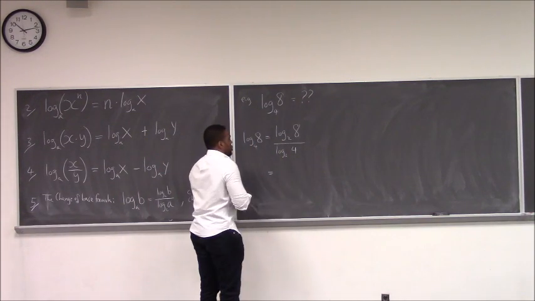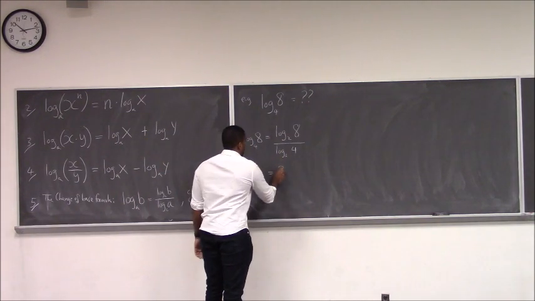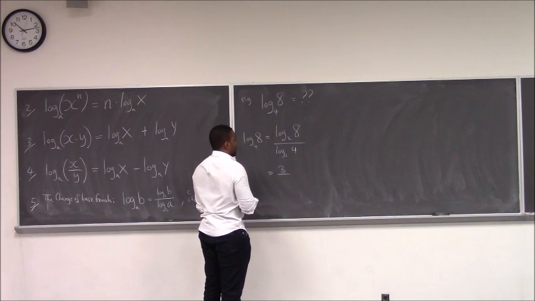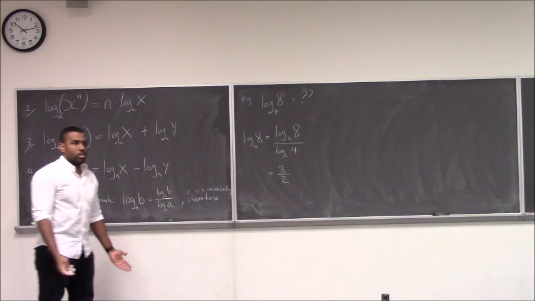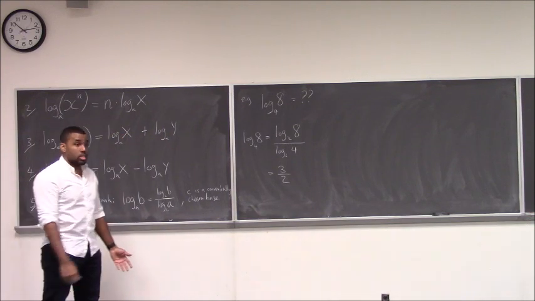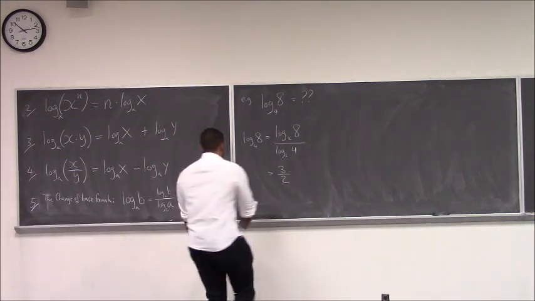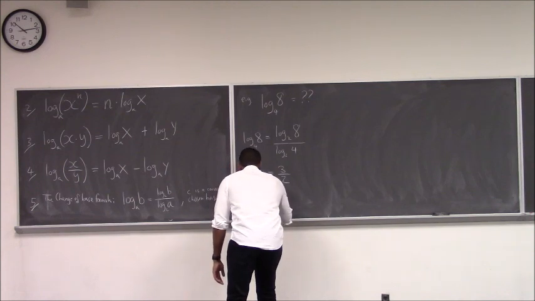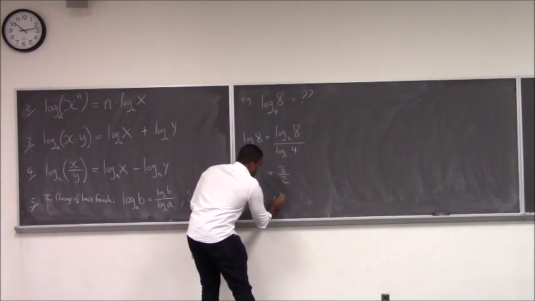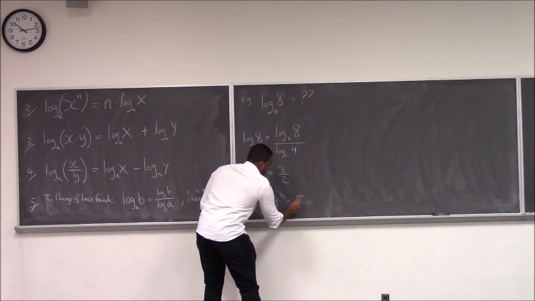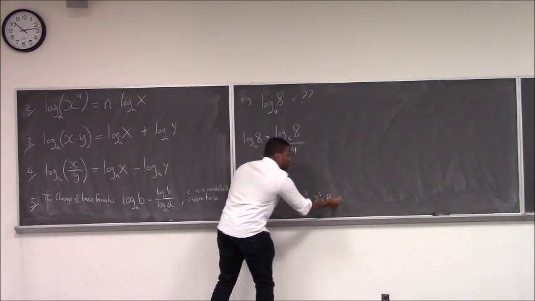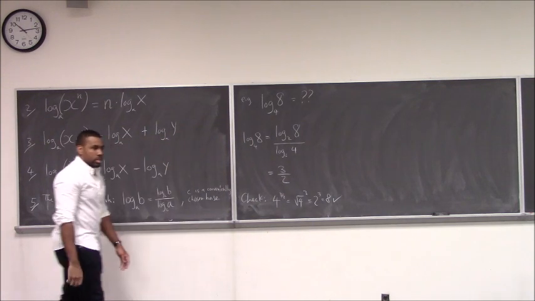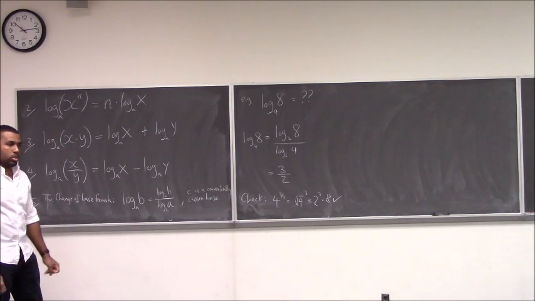Now, what is log to the base 2 of 8? That's 3. Log to the base 2 of 4? That's 2. So the answer is 3 over 2. And you can check it. 4 raised to the power of 3 over 2 does give you 8. If I take 4 to the 3 over 2, that's the same as the square root of 4 cubed, which is the same as 2 cubed. That's 8. So using this formula, we can actually figure out logs that we don't know.